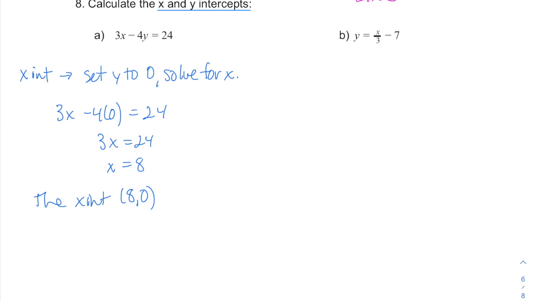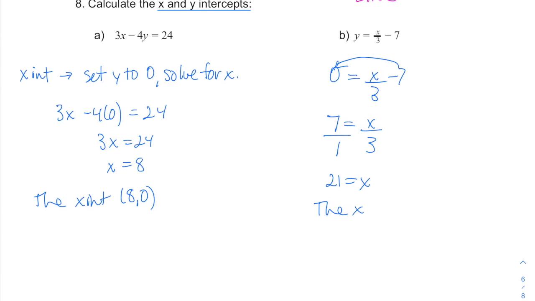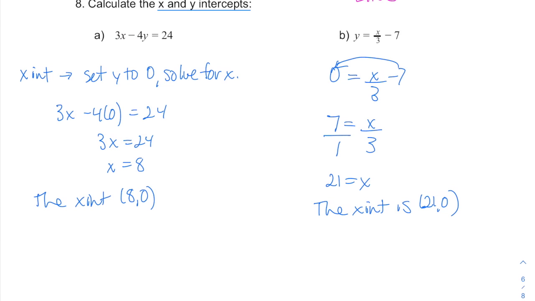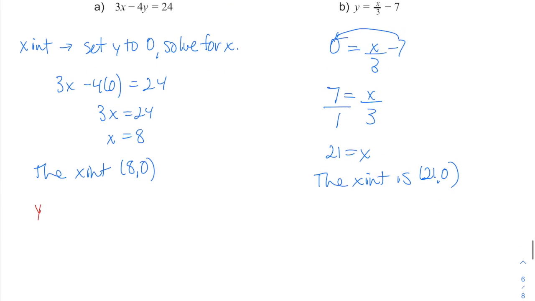Okay. And in part B, I can do the same thing. I just set y to 0 and I solve for x. So I'm going to bring 7 to the other side, and now I'm going to cross multiply. All right, so we have the x-intercepts of these two lines. Now let's find the y-intercept. As I'm sure you can remember, to find the y-intercept, we set x to 0 and we solve for y.